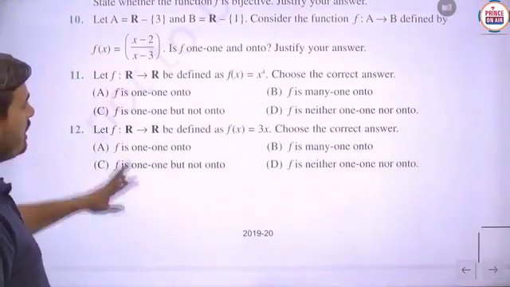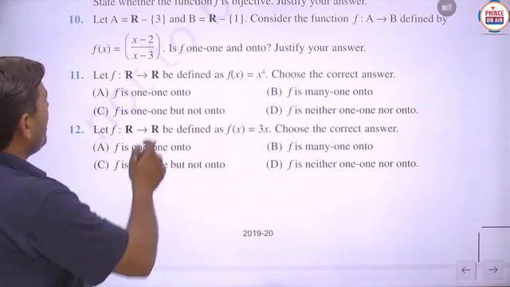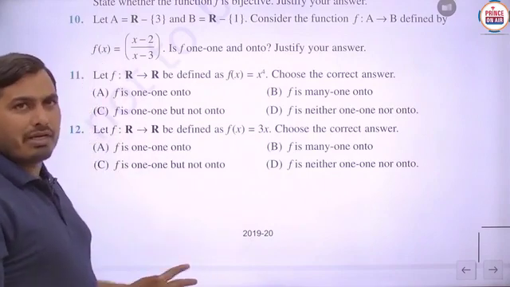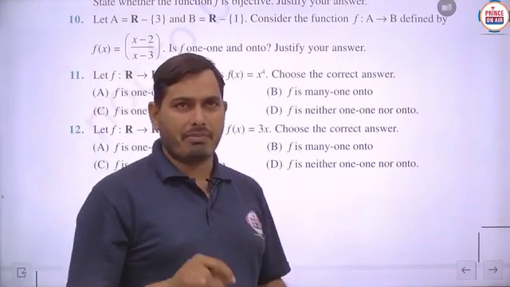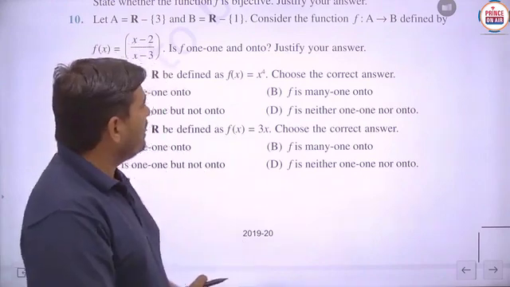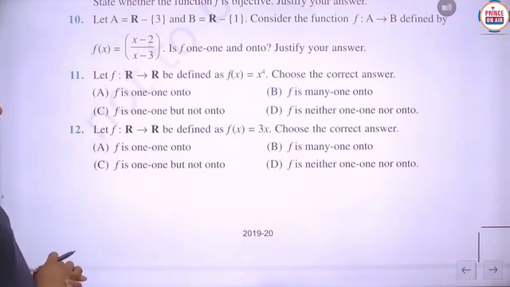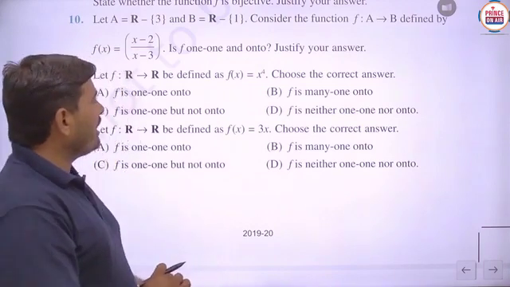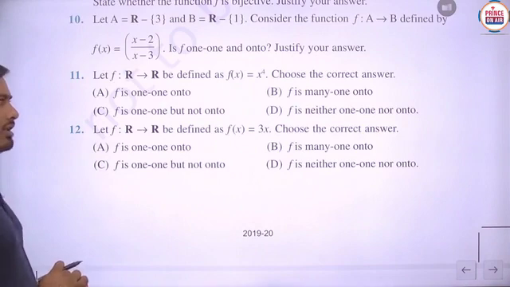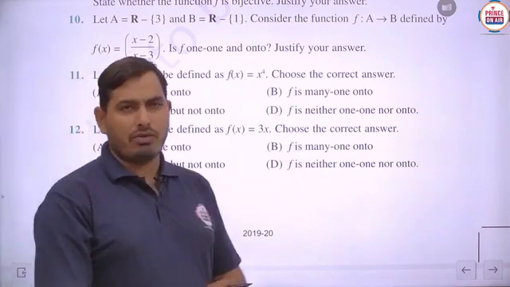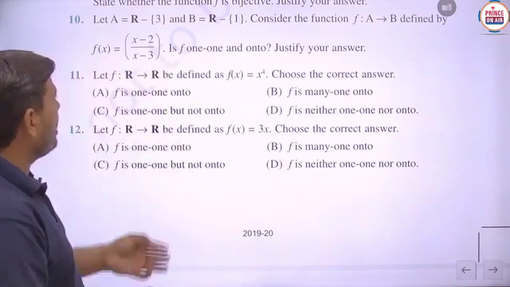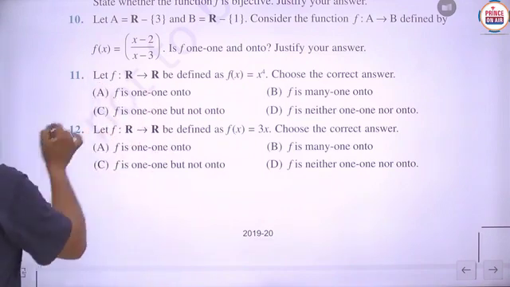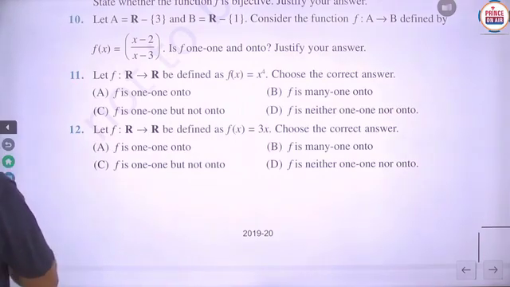The question number 10 says: let A equals R minus 3 and B equals R minus 1. There are two sets, but in these sets, student, the set of real numbers except 3 or 1 is to be available. Consider the function from A to B defined by f(x) = (x minus 2) upon (x minus 3). Is f one-one and onto? Justify your answer. Again the same type of question is given, we just have to see the answer of this question. Is it to be clear?